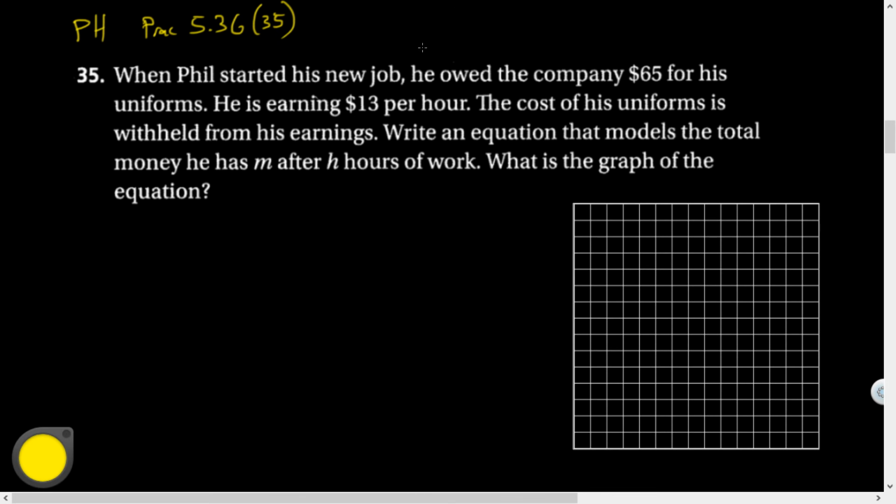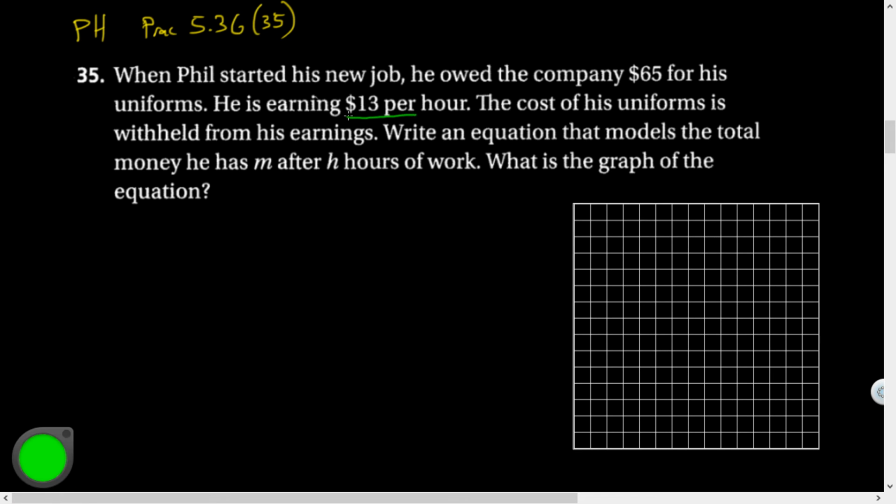When Phil started his new job, beginning of time, he owed the company $65 for his uniforms. All right, so it sounds like he purchased uniforms. That's probably a one-time cost, and he owes the company $65. It says he is earning $13 per hour. Per hour. That's a rate, friends. What did I say about rate?